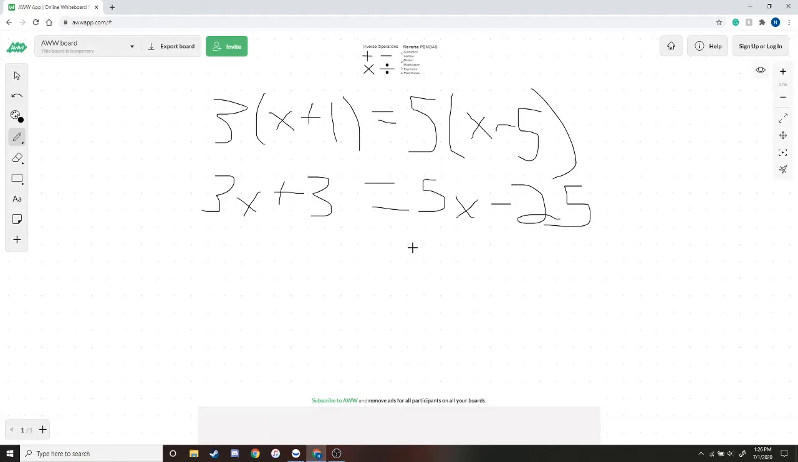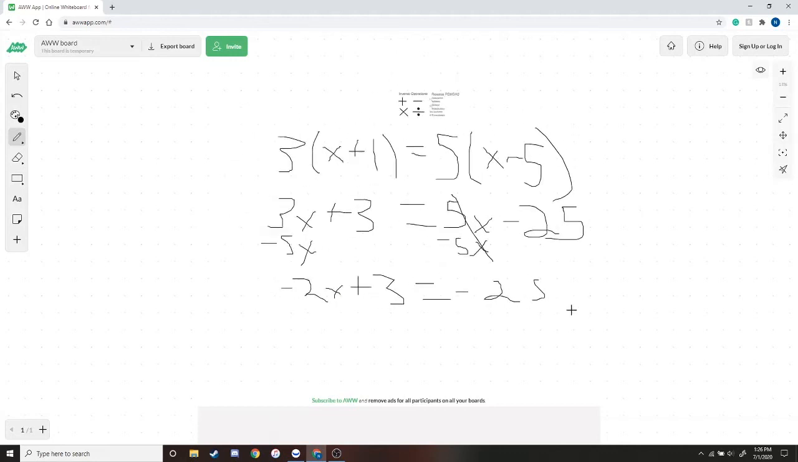Now, we can just solve like our past equation. We bring the terms with x on one side and the constants on the other. So, to bring this 5x on the other side, we want to subtract 5x. Now, 3x minus 5x is minus 2x. And plus 3, since we have this term right here, is equal to minus 25.